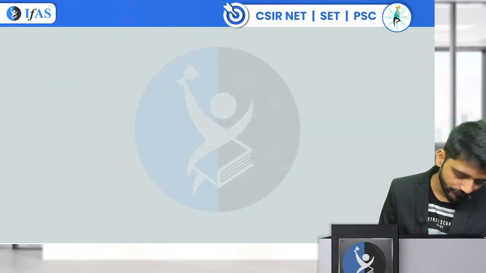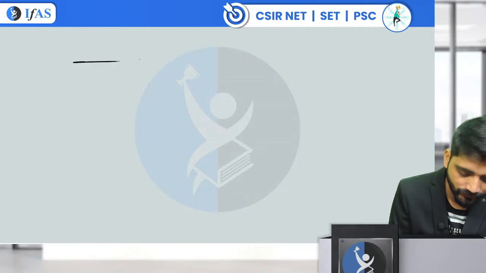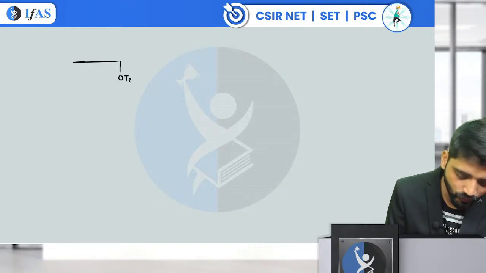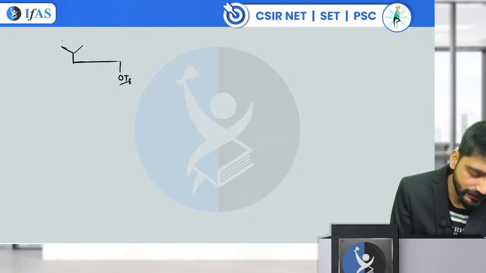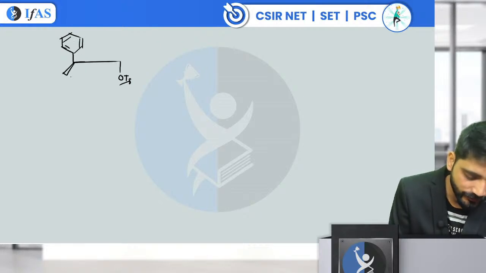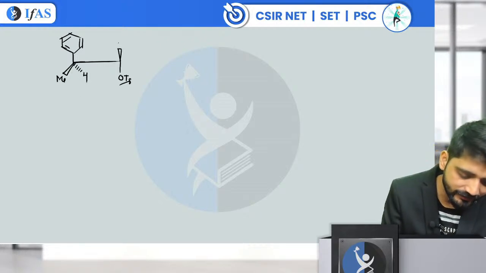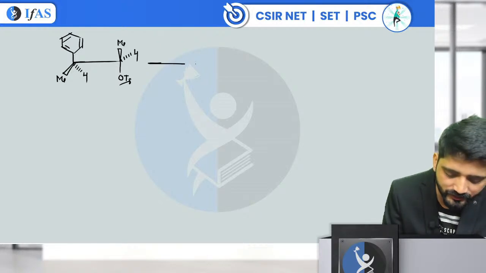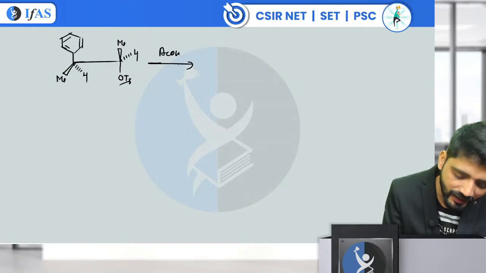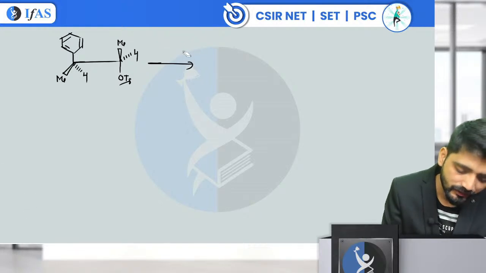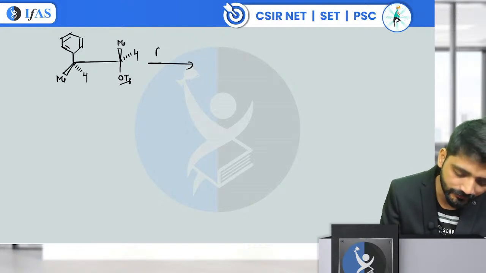Let's suppose we have the same question where we have an OTs group as a leaving group and a phenyl group is present as a neighboring group. Someone has placed two substituents. Let's suppose a methyl which is above the plane here and a hydrogen which is below the plane here. And again at this center we have a methyl that is above the plane and a hydrogen that is below the plane. And we have an OAc. Now what happens if we draw the product? Let's see.